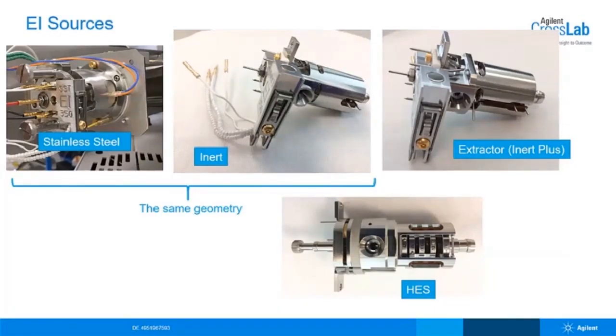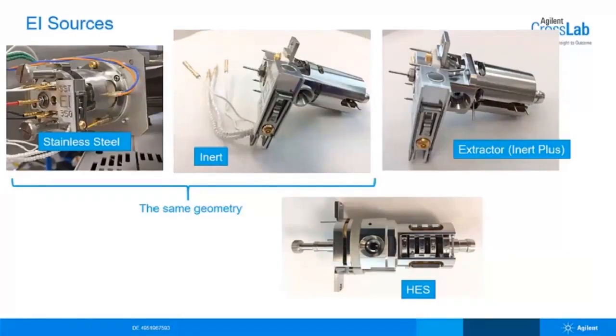So how do you tell what source you have, especially since 3 of them have very similar front views and general geometry? On the heater block of all sources, there are letters and temperature facing the MSD window, and this is shown best on the stainless steel source in the top left. The top line tells you if it's a stainless steel source, so it's SSI, inert source, inert's written out, or extractor, written as XTR, on the heater block.